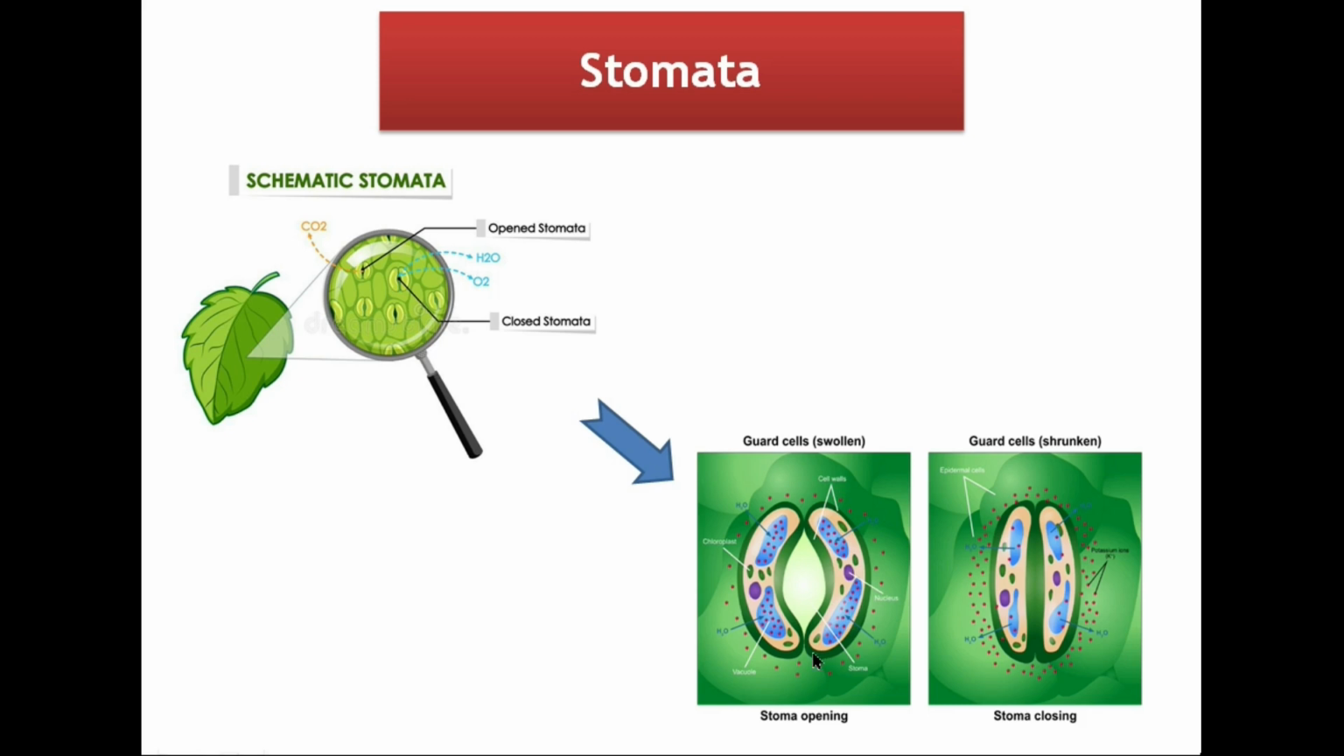These stomata are meant for gaseous exchange, that means carbon dioxide and oxygen. They allow carbon dioxide in and out, and they allow oxygen also in and out, for processes like respiration and photosynthesis. One more important function of stomata is transpiration, that means the removal of excess water from the plant in the form of water vapor. So gaseous exchange and transpiration are the main functions of the stomata.